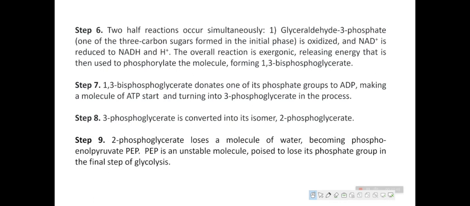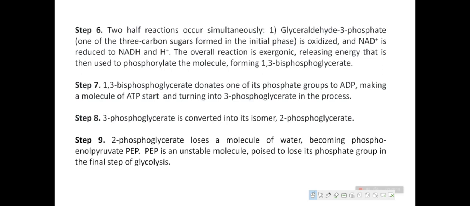2 half reactions occur simultaneously, means glyceraldehyde 3-phosphate is converted into 1,3-bisphosphoglycerate. Then after that 1,3-bisphosphoglycerate is converted into 3-phosphoglycerate, right? 1 ATP will be formed here. In the above step 1 NADH is formed and dehydrogenase enzyme is used there. In the 8th step, mutation takes place or an isomer will be formed, that is 2-phosphoglycerate.